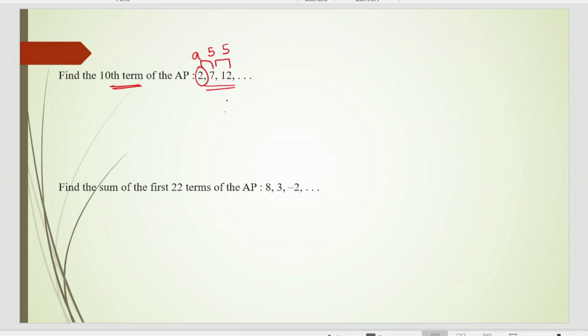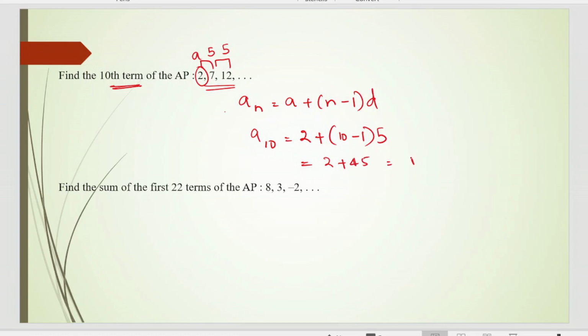So how do you find the nth term? That is an is equal to a plus n minus 1 of d, right? The 10th term is equal to a is 2 plus 10 minus 1 of common difference 5. So which is 2 plus 9 times 5 is 45, which is 47. So the 10th term is 47. Clear? Let us see a few more problems.